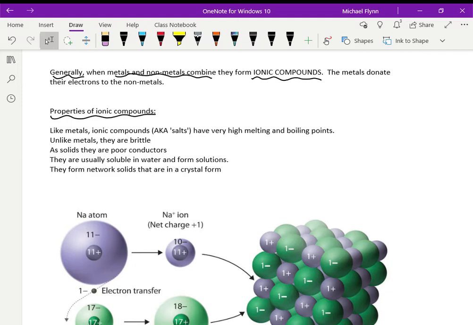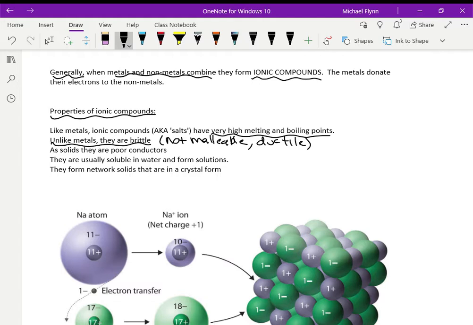Now, don't confuse melting with dissolving in water. That's not melting. That's dissolving. That's something very different. But the solid crystal has a very high melting and boiling point. Now, unlike metals, though, they're brittle and not malleable or ductile, and I'll explain why. Remember, why metals are malleable and ductile has to do with the sticky sea of electrons, like the Rice Krispie square? Well, they don't have the sticky sea here.